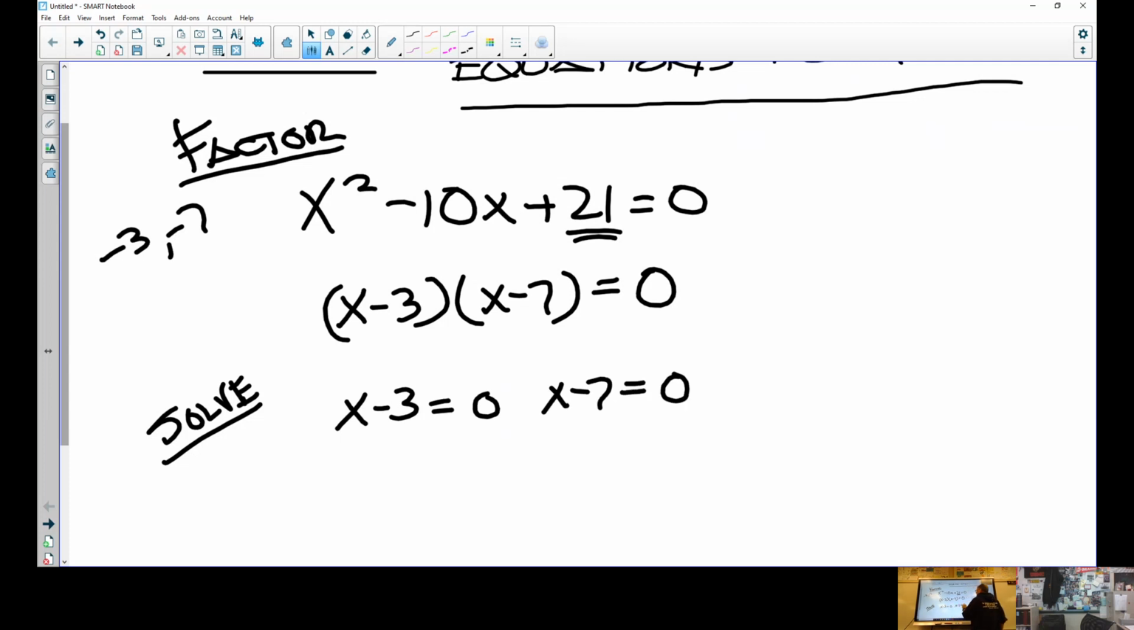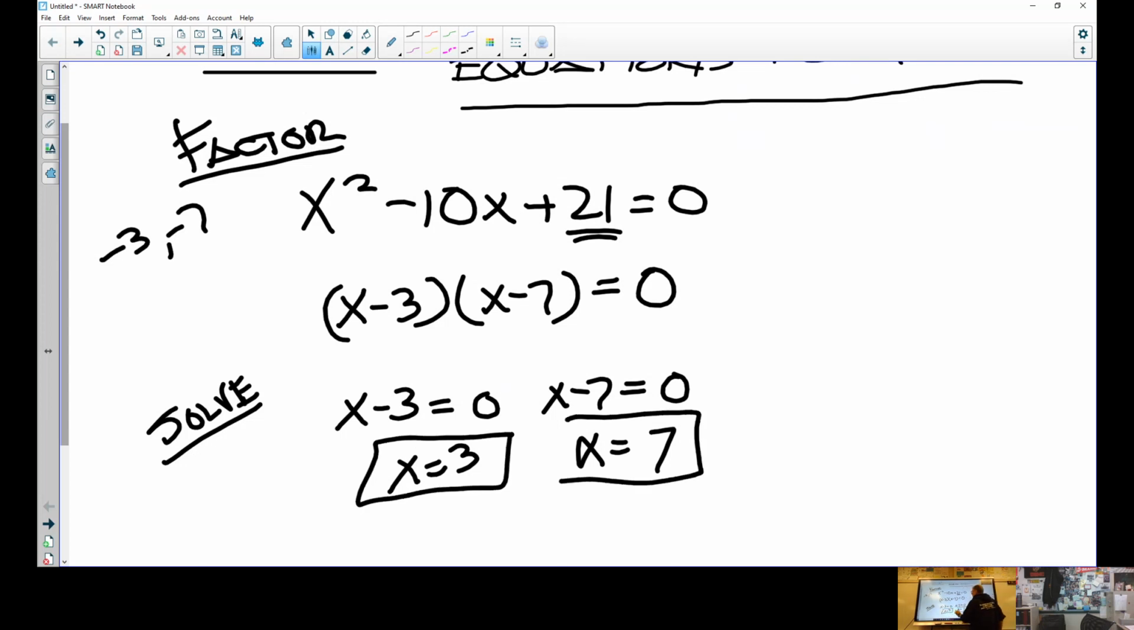So we had these two things to solve. That gave us x equals 3 and x equals 7. So we had our solutions, right? These solutions, what are they? They're where this quadratic equation is equal to 0. So graphically, these are the x-intercepts, aren't they? This is where y is 0 when x is 3 or x is 7. This is where it's crossing the x-axis.